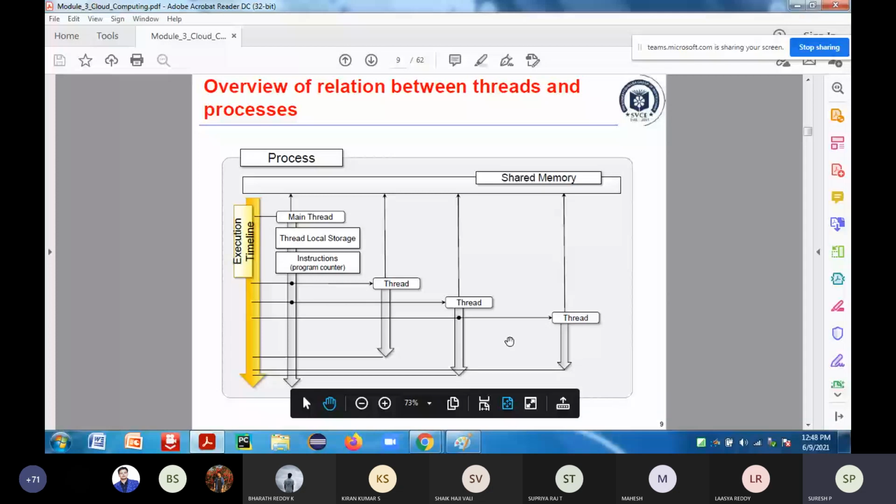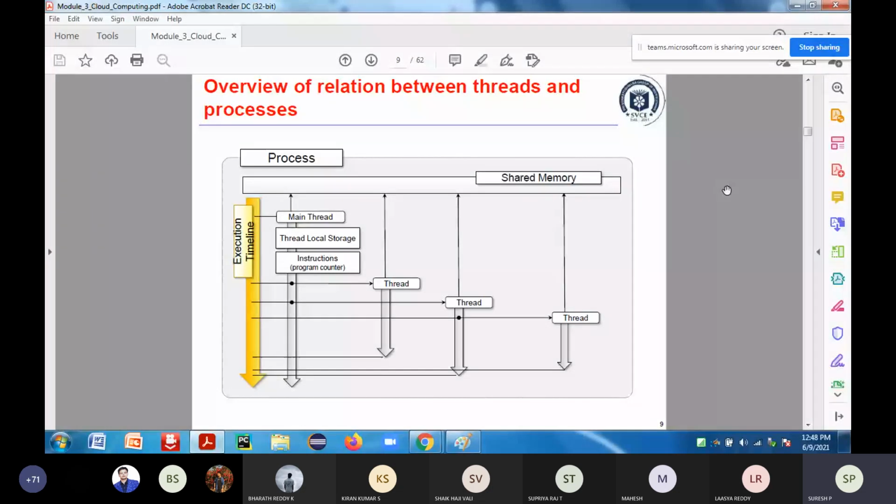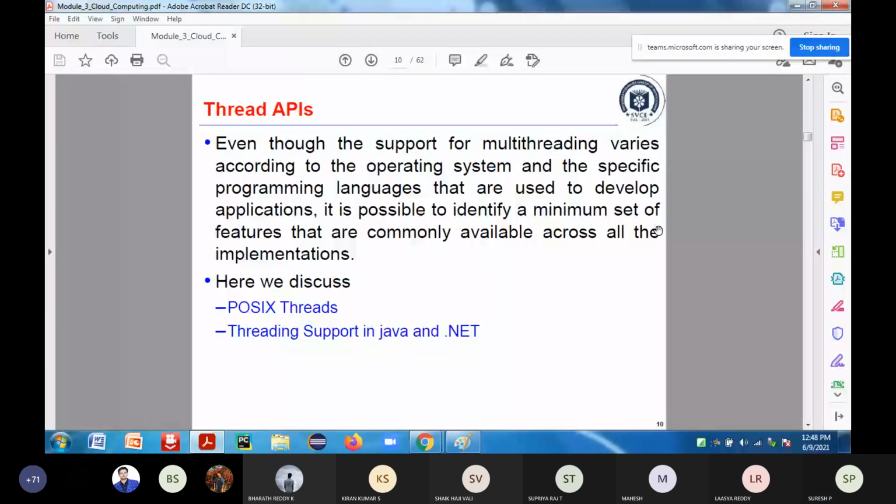In tomorrow's class, we will discuss the different advantages of threads, and we'll start with the thread APIs, which will be used for your Aneka.